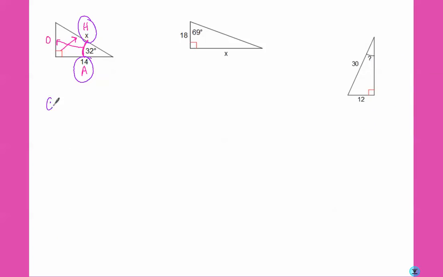So now I know that cosine of 32 degrees is equal to 14 over x. When the x is in the bottom, just switch where the x is and the cosine is. And when you type that in your calculator, you get that x is 16.5, which is good. It's the hypotenuse, so it's the longest side, so it should be a number bigger than 14.